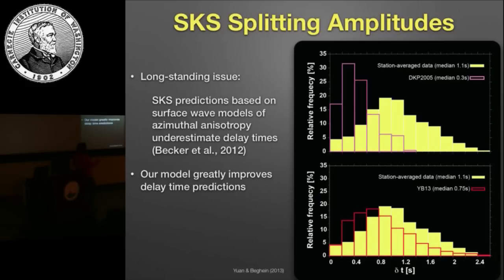And it had been a long-standing issue. This type of model with anisotropy only in the shallow mantle systematically underestimated the shear wave splitting delay time by a lot. But with our model, we calculated predictions of shear wave splitting delay time and plotted them in red, and we see that we are predicting delay times that are in much closer agreement to the actual data. So these are two independent data sets that seem to tell us that we do need to have anisotropy deeper in the mantle. That was a nice confirmation.